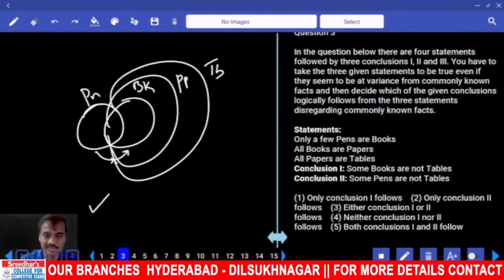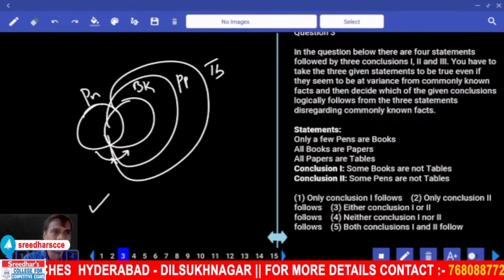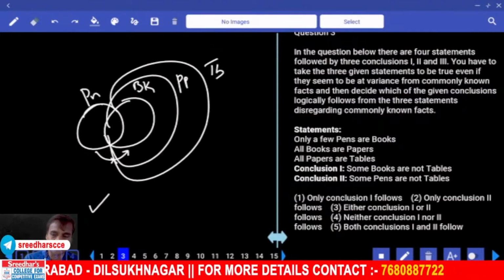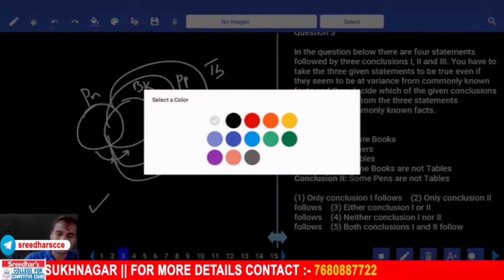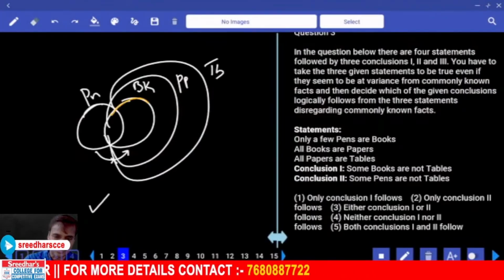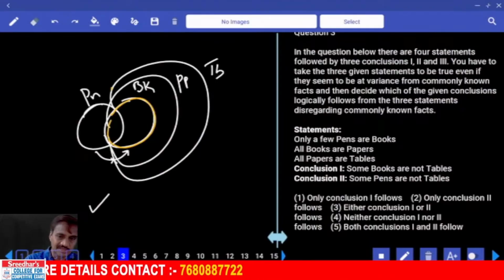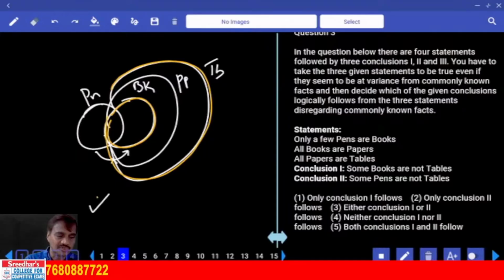Some books are not tables, true or false? False. Now the center is a part of book and these are the tables. All books are a part of table. That means some books are not tables will be false. Then some pens are not tables. Now these are the pens that are not tables, is true.